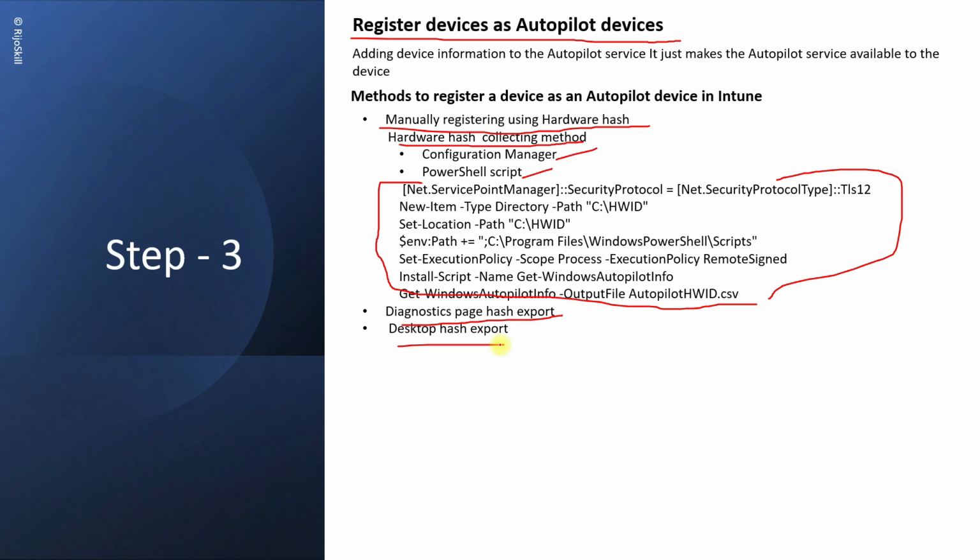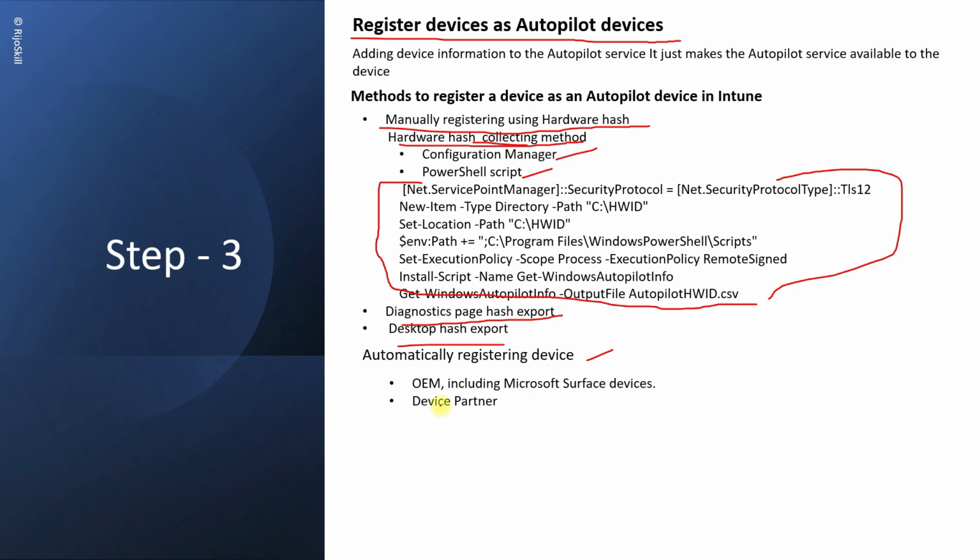So now you understand you need to register your device in the Microsoft Intune portal. We have two methods, one manual and one automatic. For the manual method, we can use the hardware hash collecting method. We can go for different types of methods, desktop hash support, and a PowerShell script, which you can use as Configuration Manager. Next, we need to check the automatically registered device.